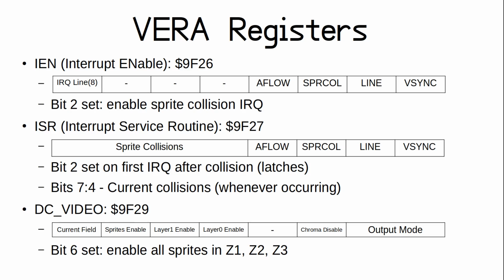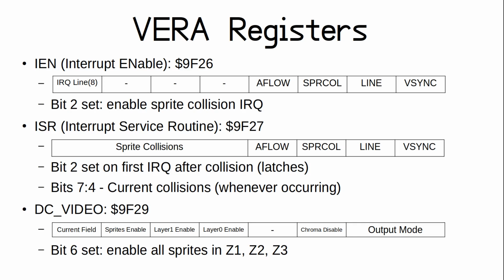This helps you define different classes of collision. During any IRQ, you can see which collision classes are currently occurring by looking at these bits. But first, to make any sprites visible, you need to set bit 6 in the DC video register, which will enable sprites at all Z levels.